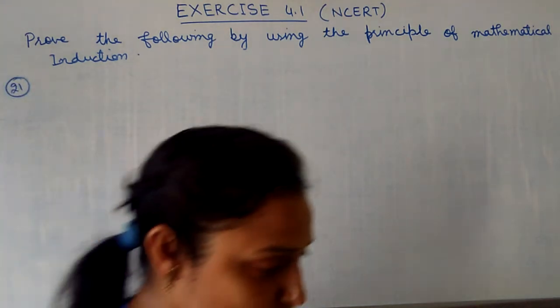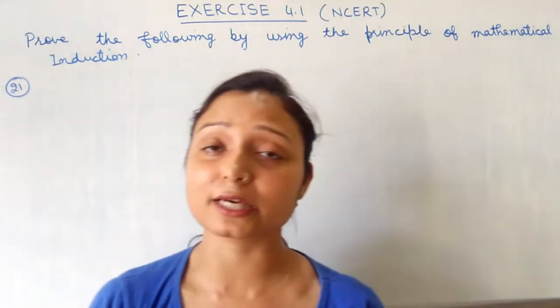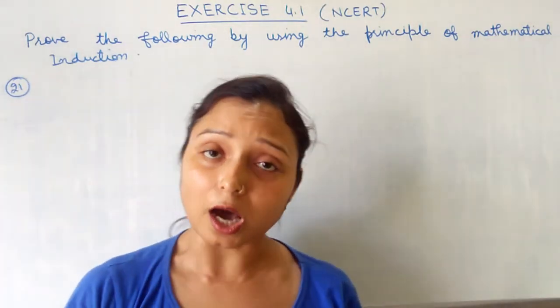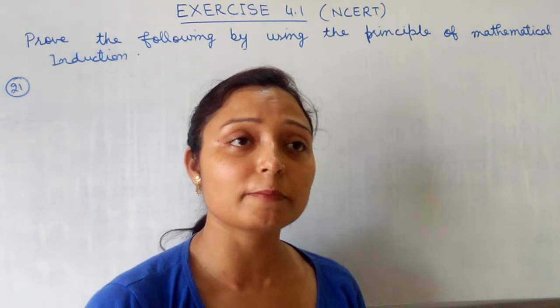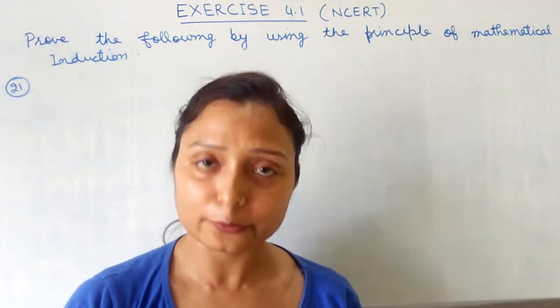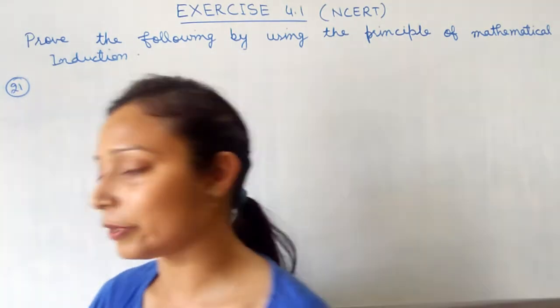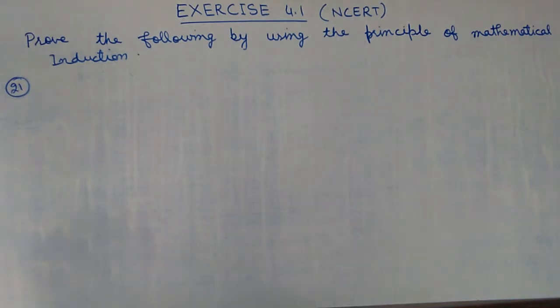Most of the time, students get confused about the variables, and how we can solve them with the power n. So I will do that question for all of you. That is question number 21. That is x raised to power 2n.